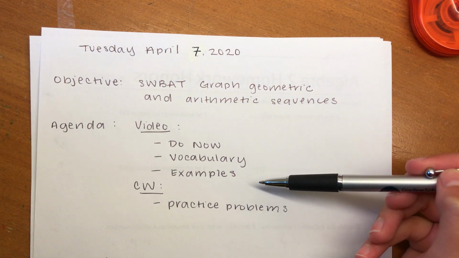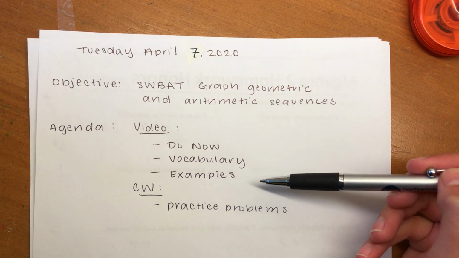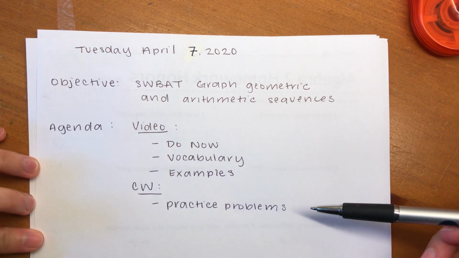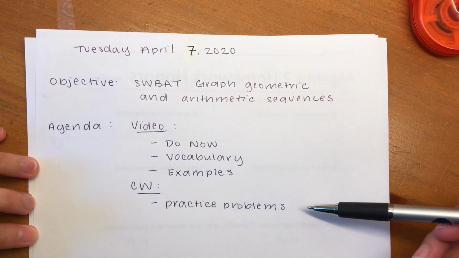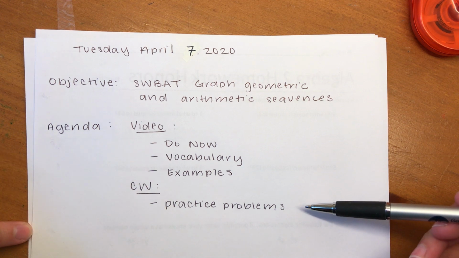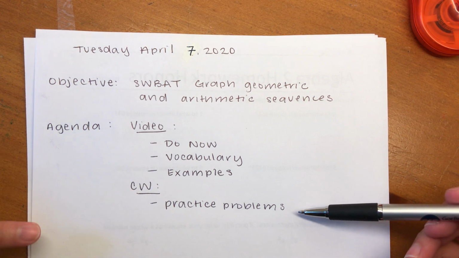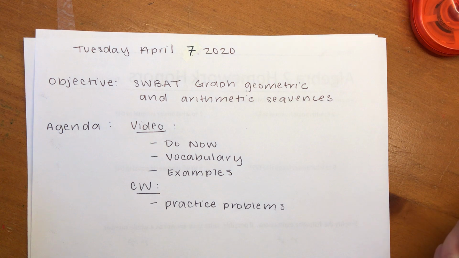Our agenda for today, in our video, we're going to have a do now, go over some vocabulary, and I'm going to give you some examples. Then for classwork, I'm going to post a set of problems that I want you to do on your own. I'm going to ask that you take a picture of your work and send it to me, or if you can complete it online, that's fine as well.